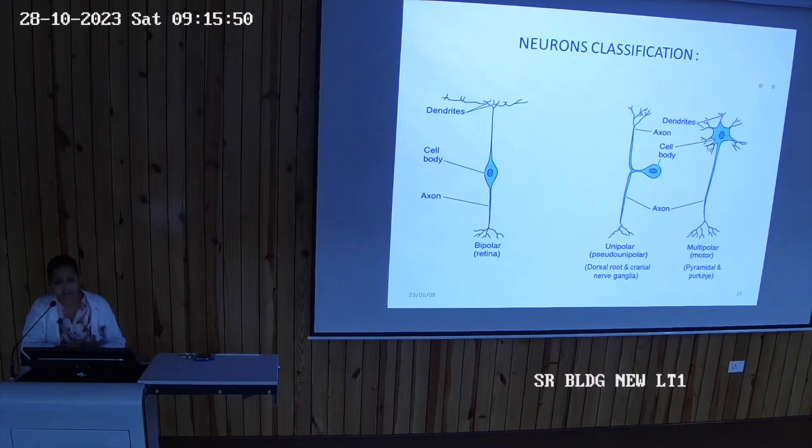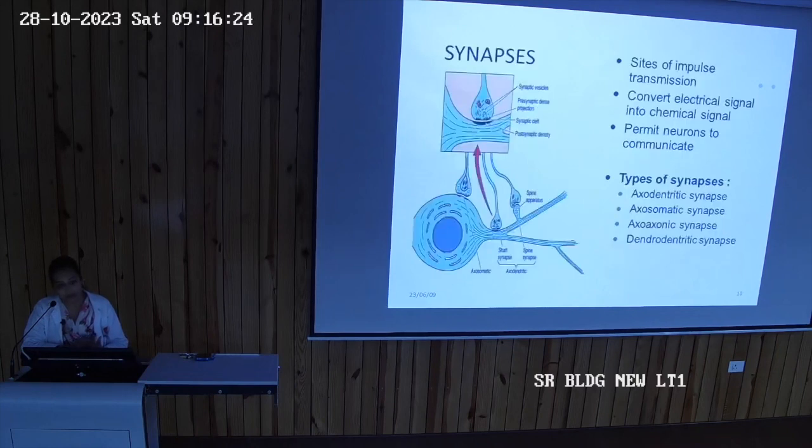Bipolar neuron has two processes, one dendrite and one axon. Best example is cells in the retina. And the last one, which is the most common, is multipolar, which has numerous dendrites and a single axon. Examples are most of the neuron cells present in the central nervous system, pyramidal cells, and anterior horn cells in the spinal cord, all are multipolar neurons. So this is the classification based on the number of processes: unipolar, pseudo-unipolar, bipolar and multipolar.